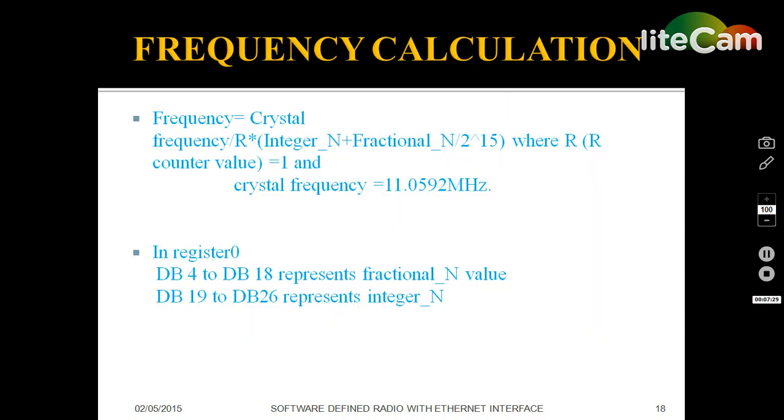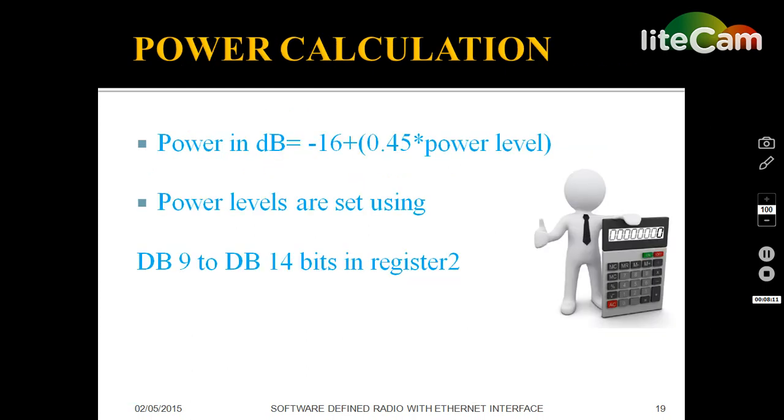This is a frequency calculation. Frequency is equal to crystal frequency divided by R, into integer N plus fractional N divided by 2 raised to 15. R is the counter value, which is 1 in this transceiver. Crystal frequency is 11.0592 megahertz. Integer N and fractional N can be calculated using this equation, and the register 0 values can also be found using this formula. In register 0, only DB4 to DB18 represent the fractional N value, and DB19 to DB26 represent the integer N value.